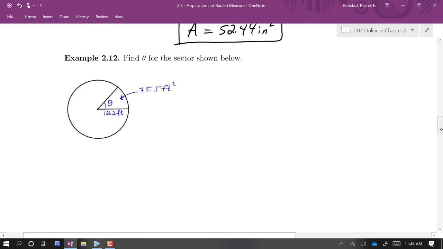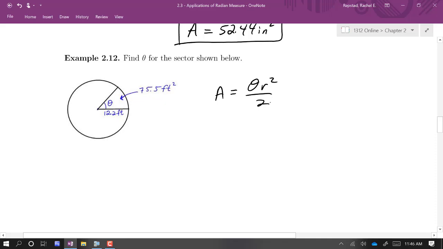Alright, let's do another one. Here they gave us the area, 75.5 square feet. We know the radius is 12.2 feet. We want to find the angle theta. So here's our formula, theta r squared over 2. And we want to find theta.